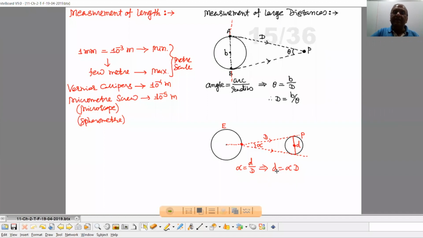So now make small d the subject of the equation, then we can write small d is alpha times D. Substitute the value of alpha and capital D in this equation, and you will get the diameter of that planet.